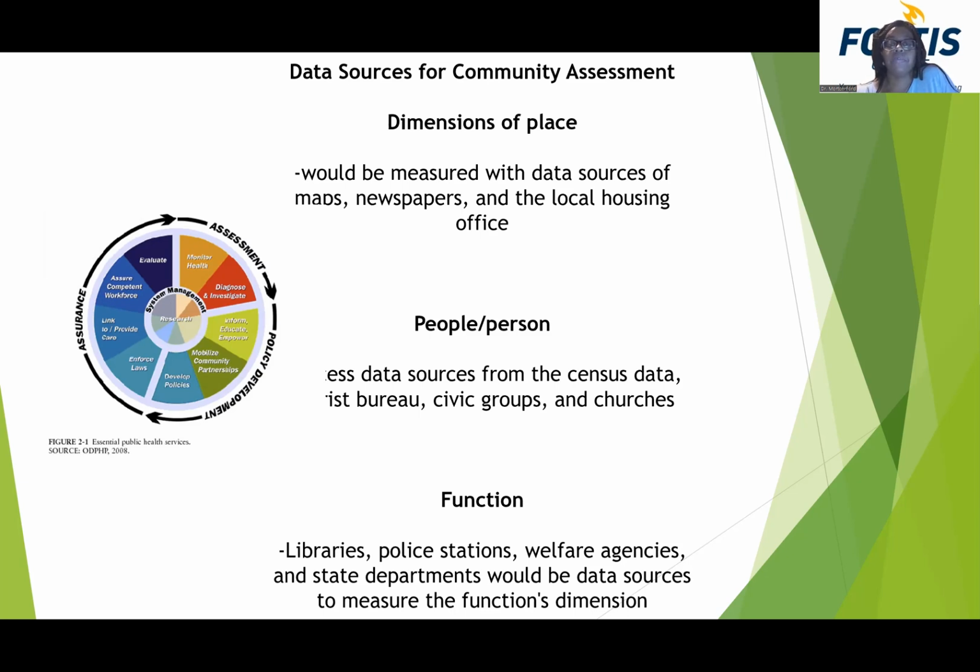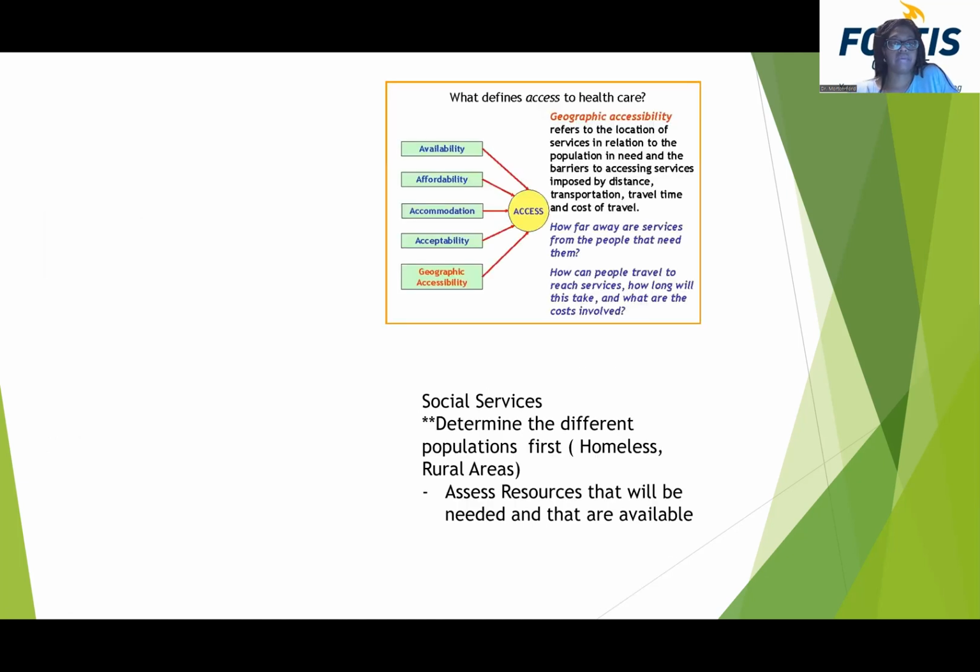You want to consider your people. So where will you get information about your people? The census, civic groups, church. Just think about all those data sources from which you will get information about your people. And then the function: libraries, police stations, welfare agencies, state departments, and so forth. I put this little image here just to help you put it all together. So the dimensions of a place, people or persons, and functions. Just remember that.